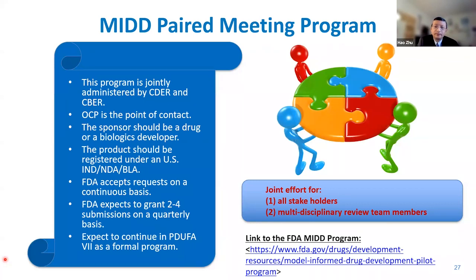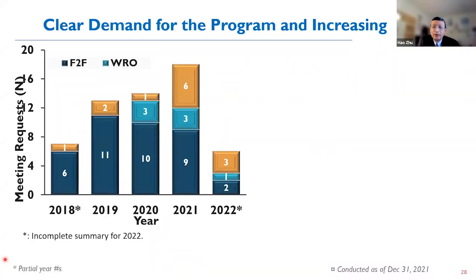Next one, please. Well, this slide summarizes the current experience from the MIDD paired meeting pilot program. As shown in the figure to the left, there is a clear increased number of meeting requests over the past 4 to 5 years. Of course, the summary for year 2022 is incomplete at this point. So back in 2018, the total number of meeting requests was 7, and we granted 6 of them. In 2021, the meeting requests increased to 18. We granted 9 for face-to-face meetings and 3 for written responses.